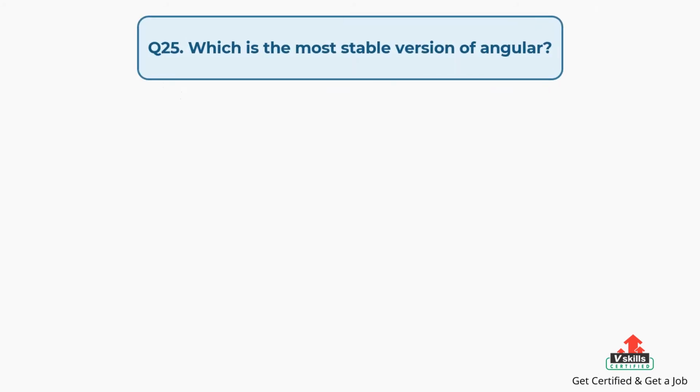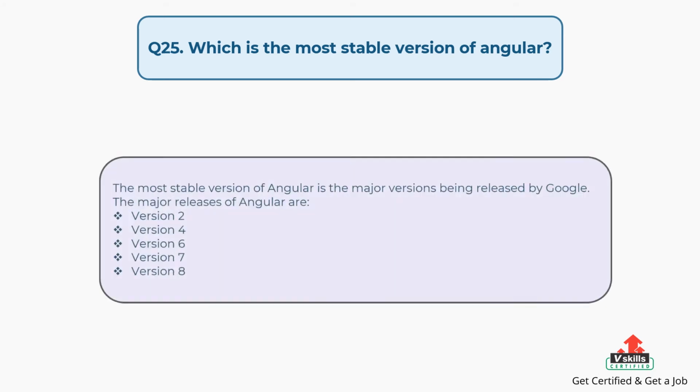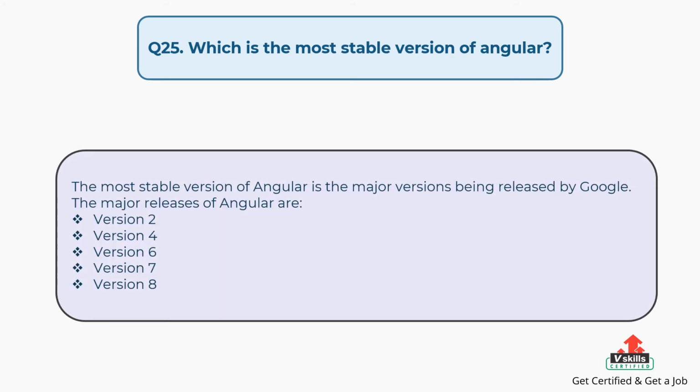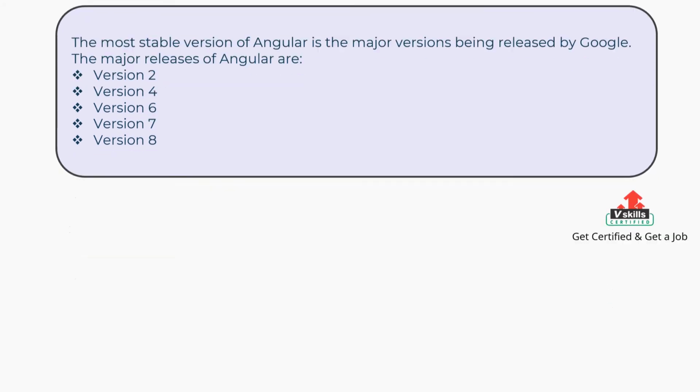Question number 25. Which is the most stable version of Angular? The answer is, the most stable version of Angular is the major version being released by Google. The major releases of Angular are version 2, version 4, version 6, version 7, and version 8.